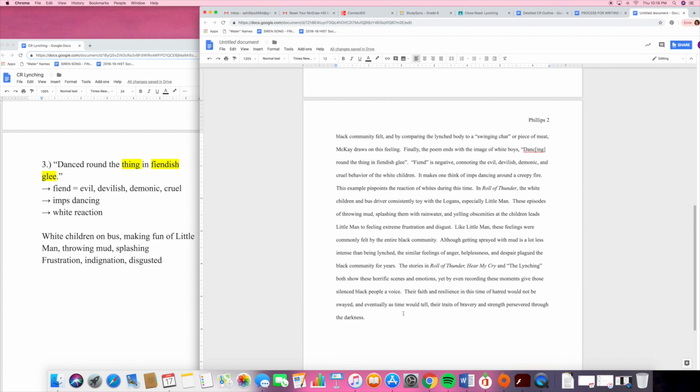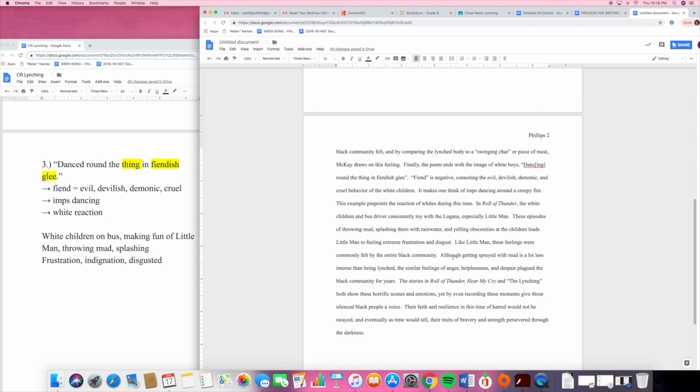Okay. Like Little Man, these feelings were commonly felt by the entire black community. Although getting sprayed with mud is a lot less intense than being lynched, the similar feelings of anger, helplessness, and despair plagued the black community for years. I've said black community like 5 billion times, but let's just keep it. It's okay.